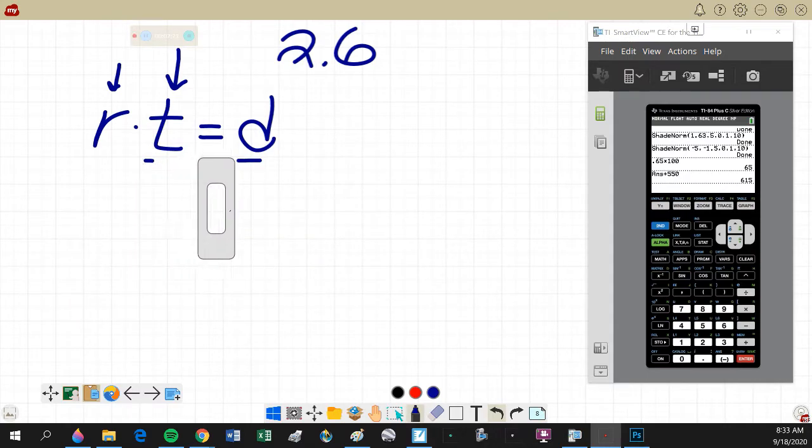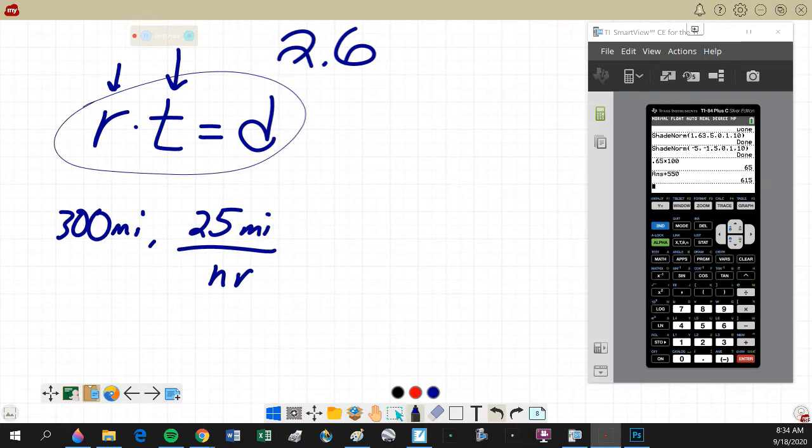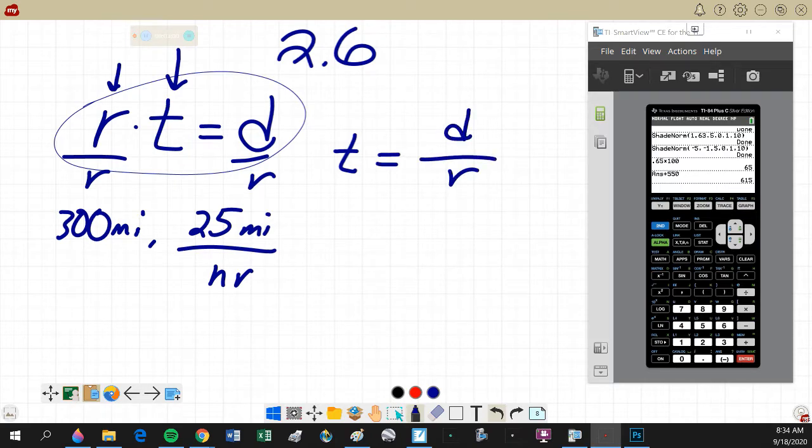Okay. Well, how much time does it take to drive 300 miles if you're traveling at 25 miles per hour? Well, I just need to change the formula. I need to solve for t. How do I solve this original formula for t? Divide by r. And I get a new formula that says t is equal to d over r.